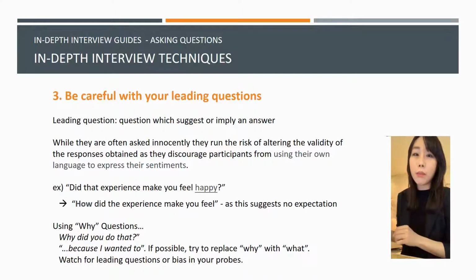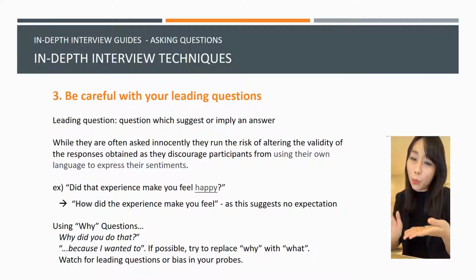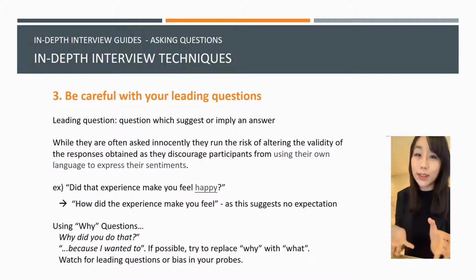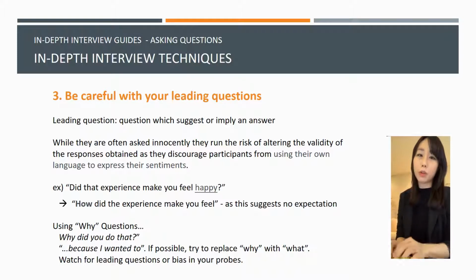So you're going to moderate and change your questions in a broader way, like "how did your experience make you feel?" And they're going to answer in their own language, their own vocabulary. If you're asking too many why questions, I want you to replace them with what or how questions to make your respondents feel more comfortable while doing this in-depth interview. All right.